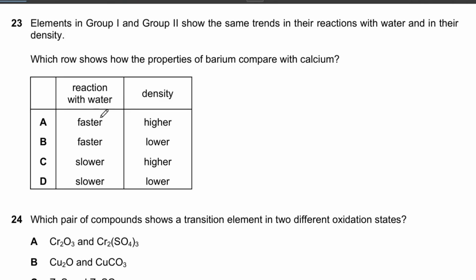So that means the answer is between A and B. It will also have higher density since it is bigger than calcium. So therefore our answer is A. Barium reacts faster and has higher density than calcium.